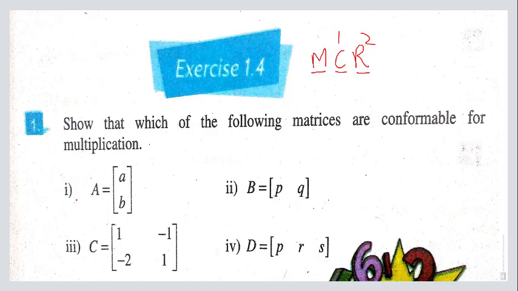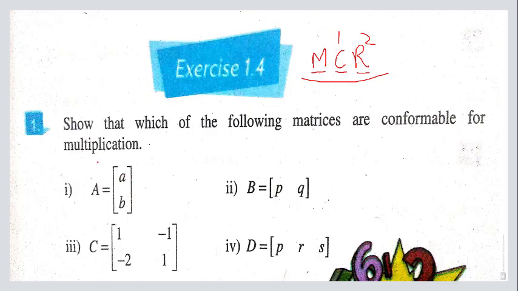Now there are 4 matrices in this question: 1, 2, 3, 4, A, B, C, D. We just need to check which of them can be multiplied. How can we check them? With the help of this formula, which is MCR. M stands for multiplication, so we will check columns in the first matrix and then rows in the second matrix.